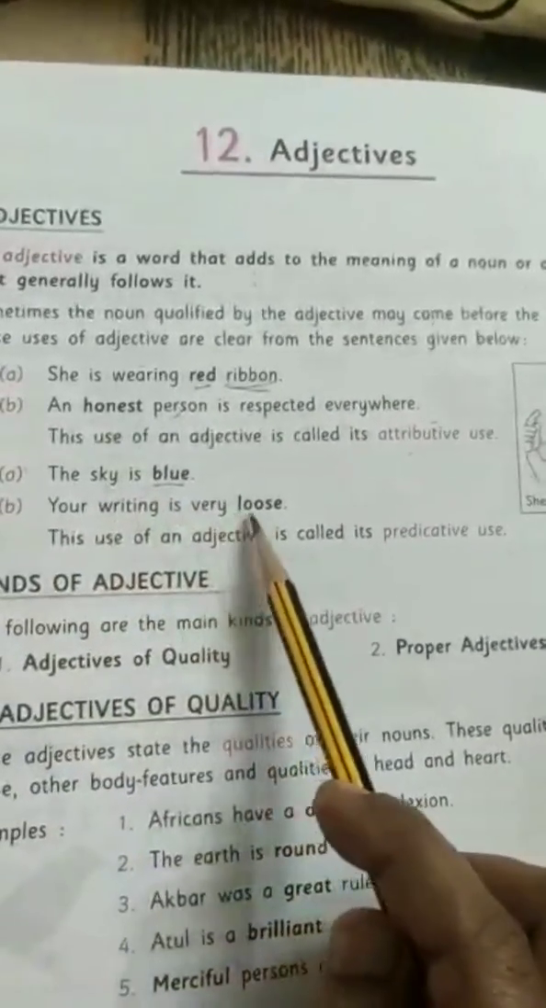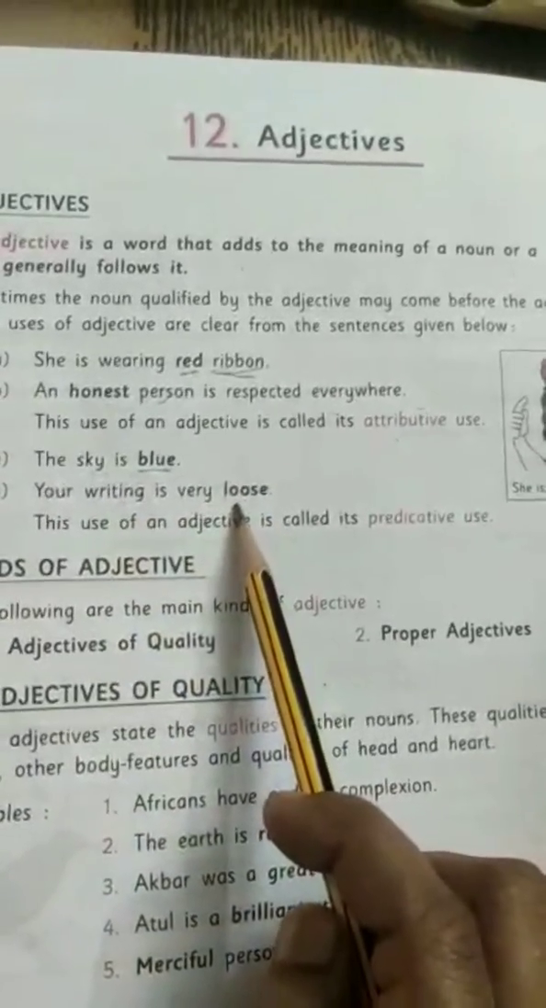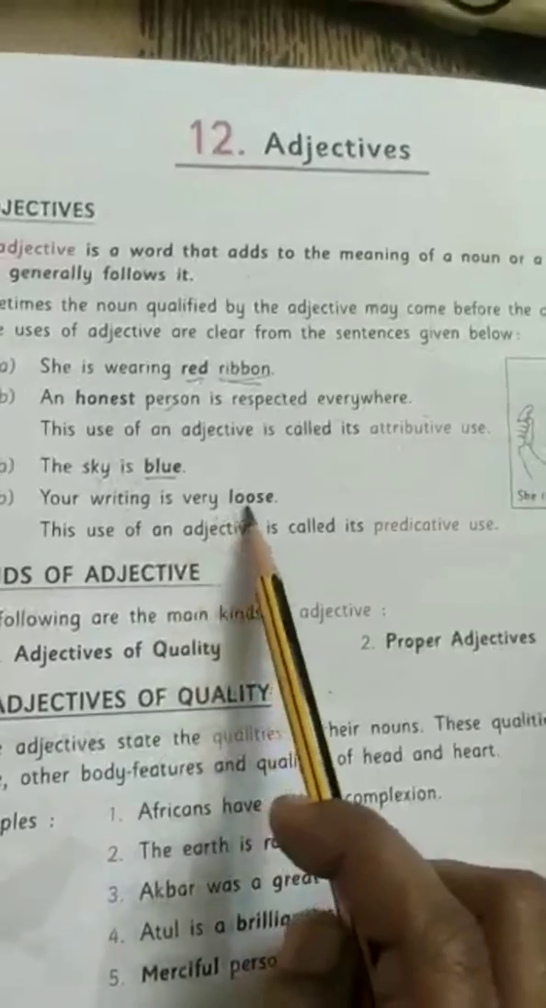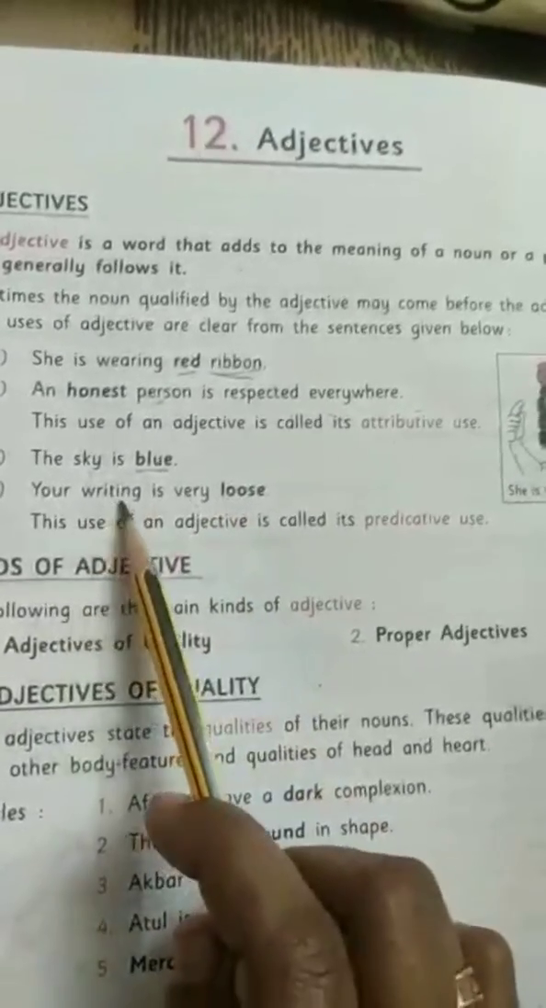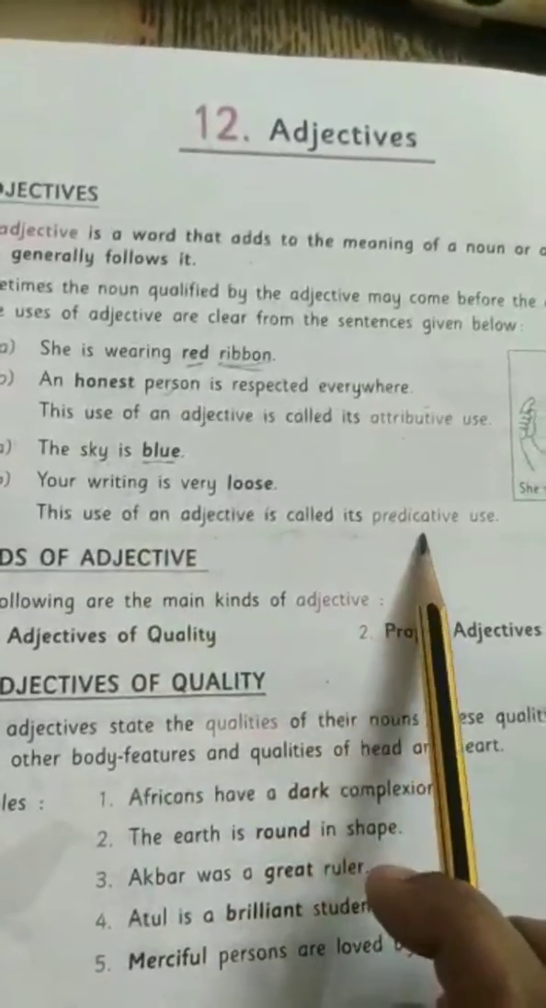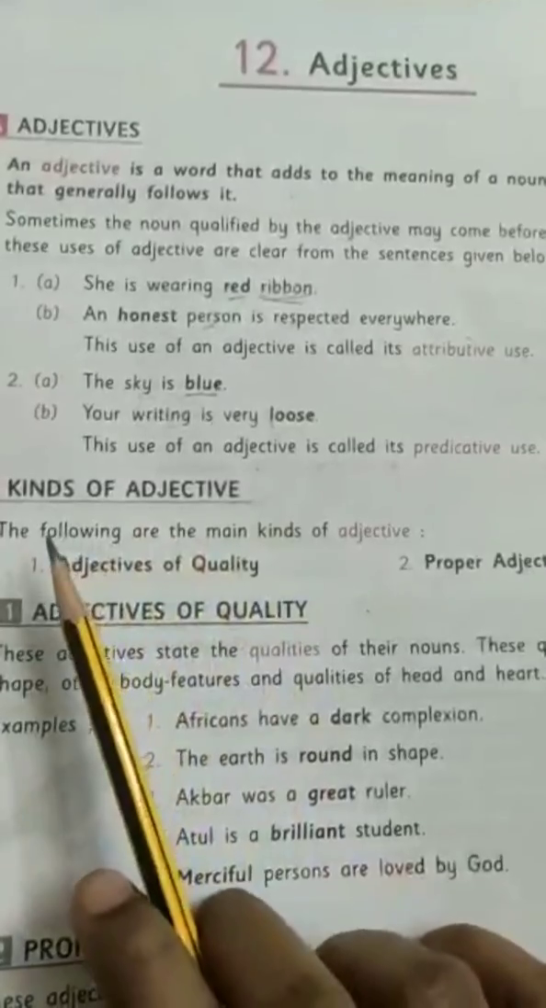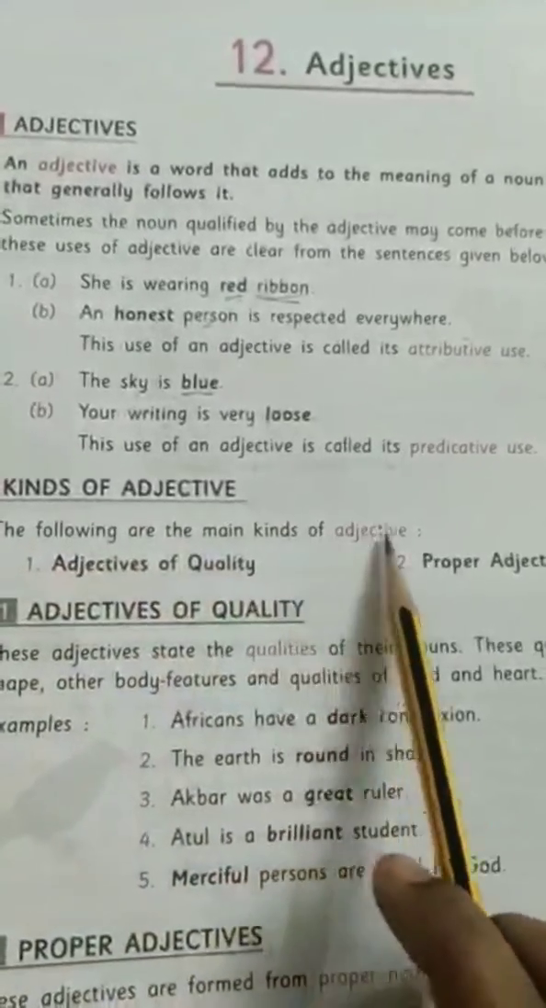Your writing is very loose. Here we are talking about the handwriting, which is very loose, meaning not so good. So here the adjective loose is used after the noun. This use of an adjective is called its predicative use. Now, kinds of adjective. The following are the main kinds of adjective.